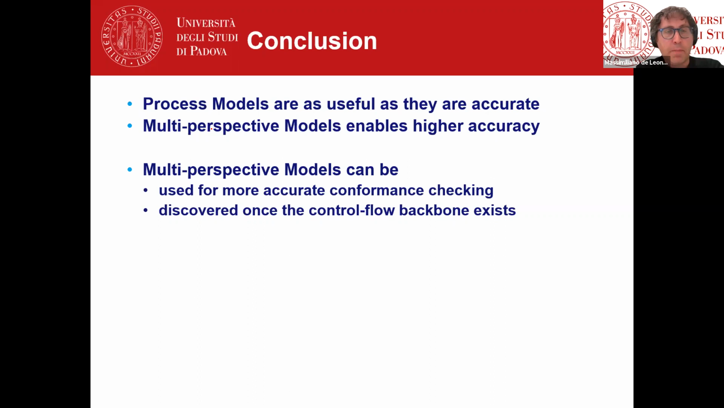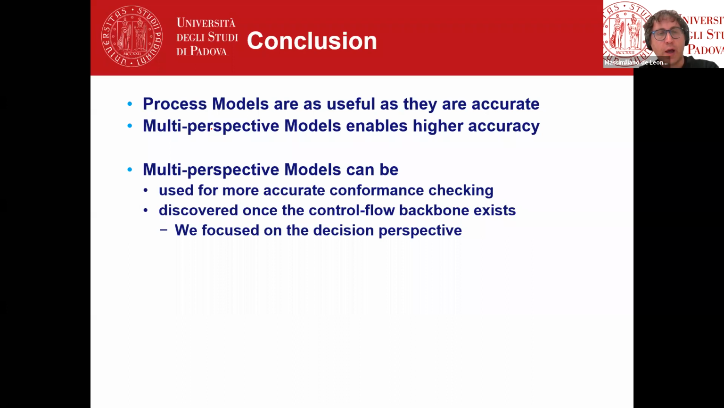Multi-perspective models can be discovered once I have a control flow backbone. The idea is that first I discover the control flow using standard algorithms such as inductive miner, heuristic miner, alpha miner, and so on. And then I enrich this model with the information about the other perspectives, such as the guards. In this presentation, we show how to enrich the model with the decisions.